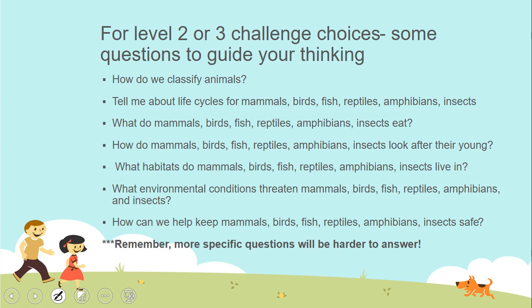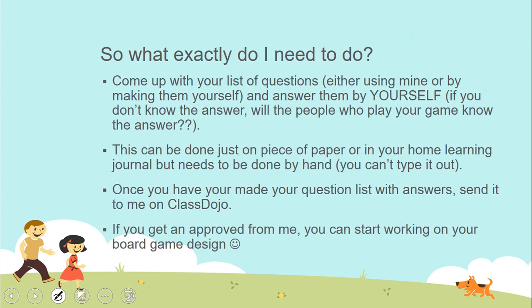So remember that if you have specific questions, so if you're asking what is the life cycle of a chicken, that is a specific question, and that will be harder to answer. So if you said, what does a grizzly bear eat? Okay, that's a specific question, and that's going to be harder to answer. Okay, but those are great questions as well. So if you feel like you are up for a challenge and you are up for your players also doing the challenge, then that is a good idea to follow, to have specific questions about things that we learned.